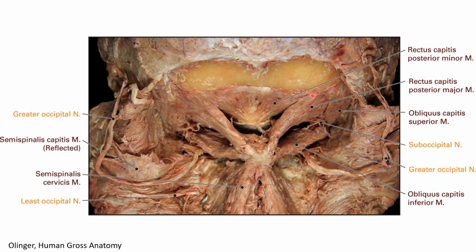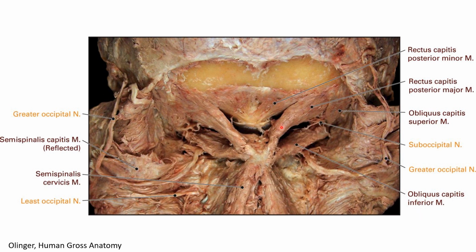From the inferior nuchal line to the spinous process of C2 and lateral to the RCP minor is the RCP major muscle. Rectus capitis posterior major muscle on the right and on the left. From the occipital bone to the transverse process of C1, superior oblique muscle, obliquus capitis superior muscle. And from the transverse process of C1 to the spinous process of C2 is the inferior oblique muscle, also named the obliquus capitis inferior muscle.